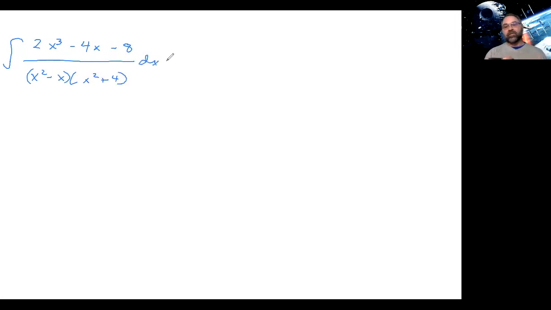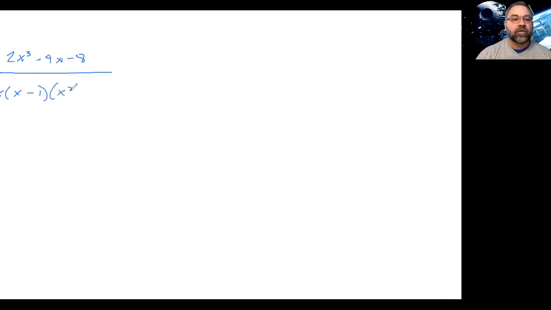Okay, so again, like I said before, I'm going to go to some scratch paper, and come back to this in a minute. So let's talk about partial fraction decomposition for this one. It was 2x cubed minus 4x minus 8, and in the bottom I had x times x minus 1 times x squared plus 4. I factored the x out of that first binomial, and so I can see the 3 factors. Since the x squared plus 4 is not a repeated linear factor, we are going to have to use a linear numerator for it.